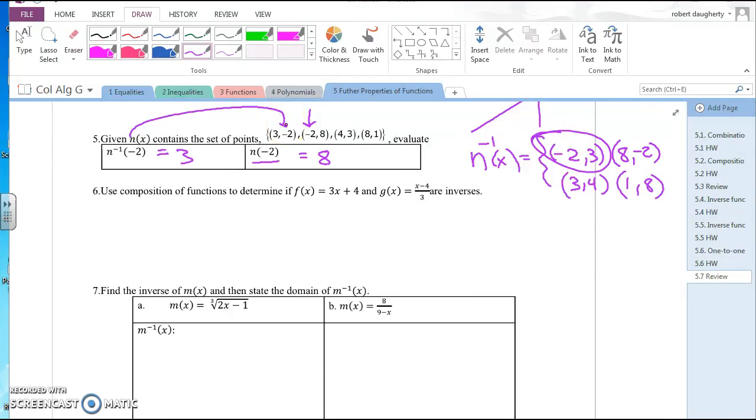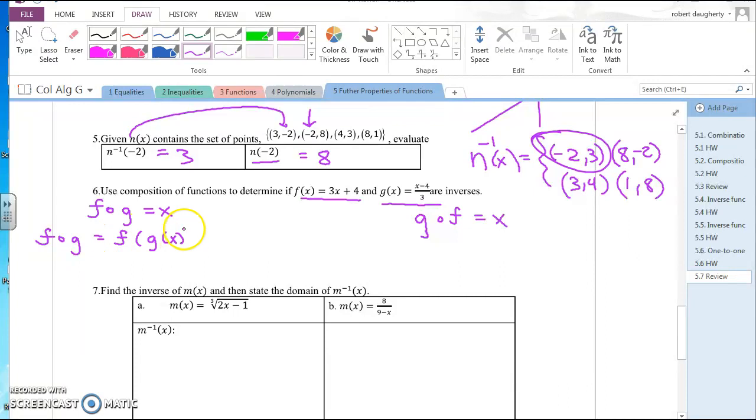Use composition of functions to determine if these two functions are inverses of each other. So this is the big problem. I've got two things I need to show. I need to show that f composition g is equal to x, and then I need to show that g composition f equals x. If I can show those two things, f and g are inverses of each other. So let's first find f composition g. That's f of g of x.